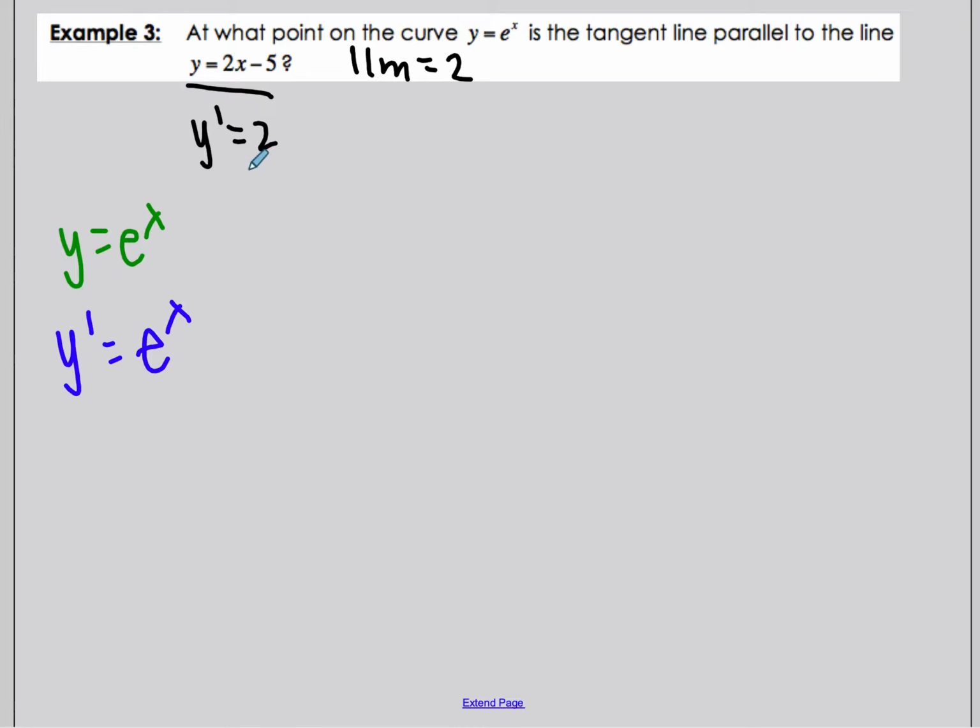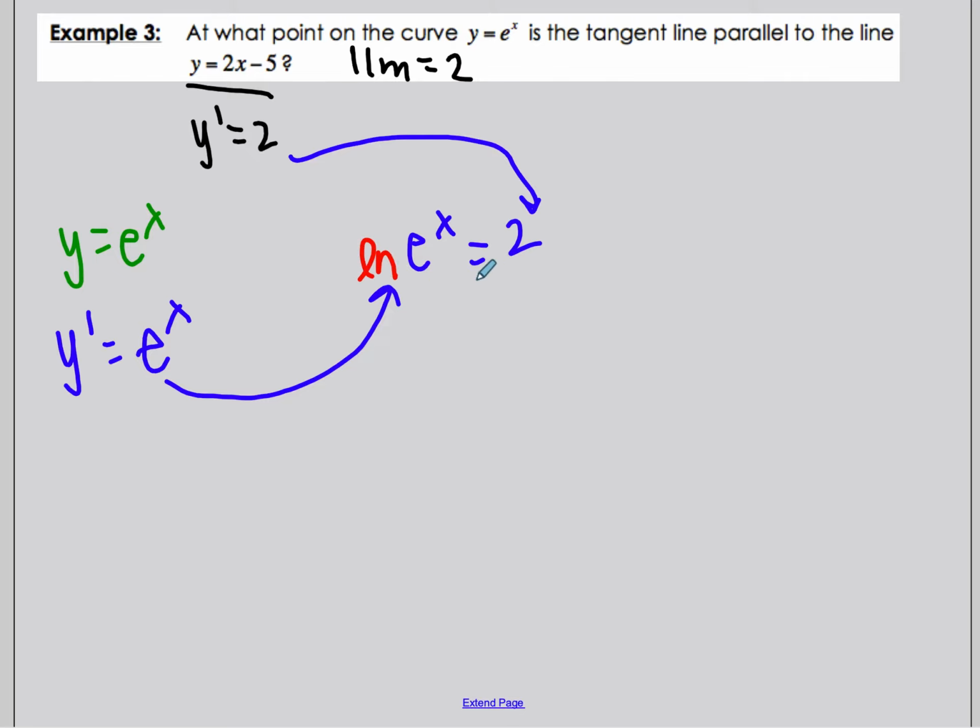So I want to know when they're parallel, so I would set them equal to each other. So I have e to the x equals 2. And then what I would do is solve for x. The way we would solve for x is to get rid of e, so I would take the natural log on both sides. So x is equal to ln of 2. You can just leave it as ln of 2. So I found my x value.